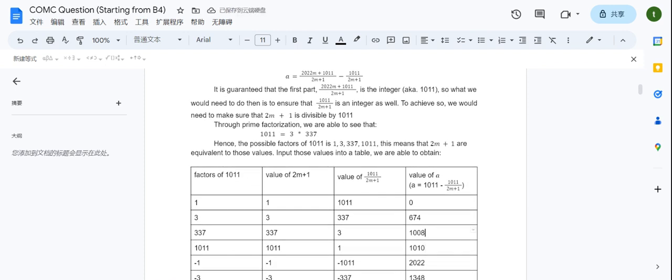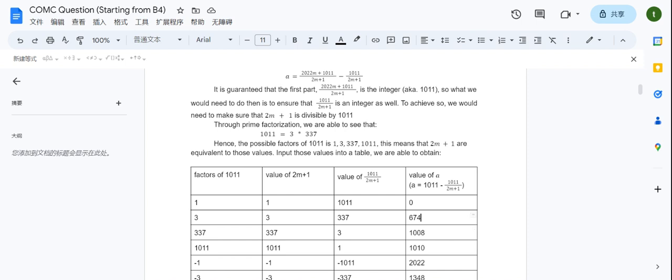Now let's start with our second one. The second factor of 1011 that we identified is 3. This means that the value of 2m plus 1 is equal to 3, and hence the value of 1011 divided by 2m plus 1 is 1011 divided by 3, which is 337. Hence a is equal to 1011 minus 337, which is 674. Using the same way, we are able to obtain that a is 1008 and a is 1010.